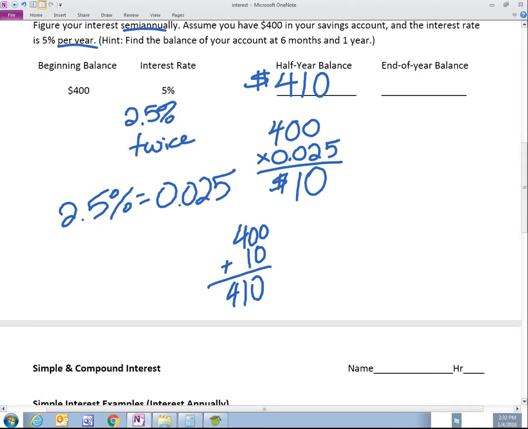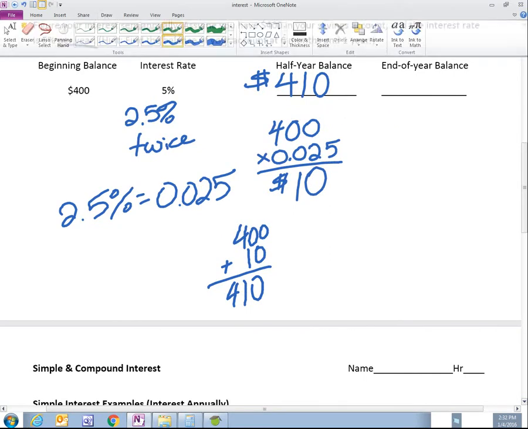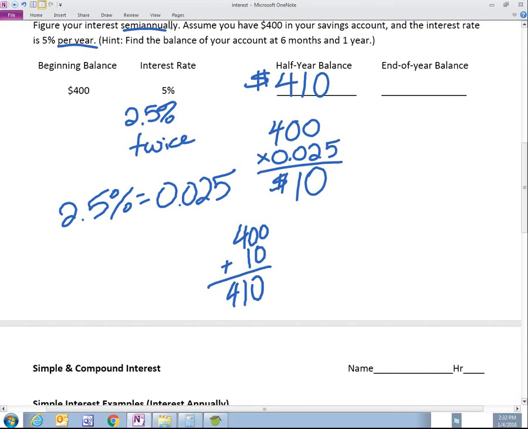Now I have to find the other amount. The first one was $400 because that's how much we had at the beginning of that 6 months. But at the beginning of the new 6 months, how much money do we have in our bank?